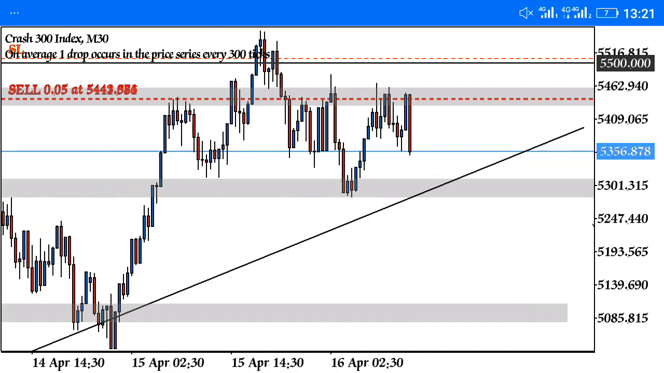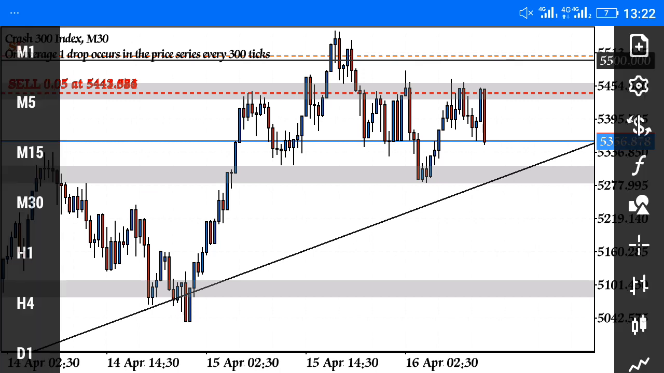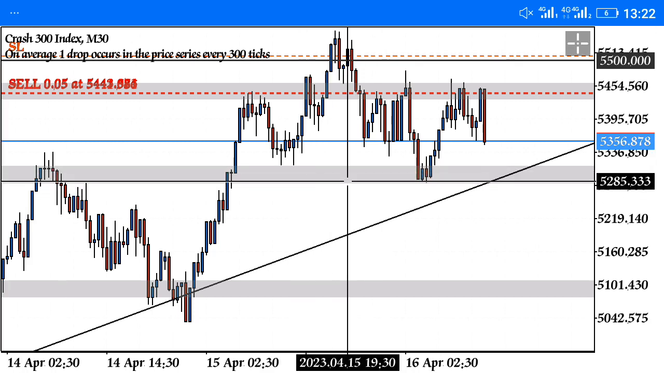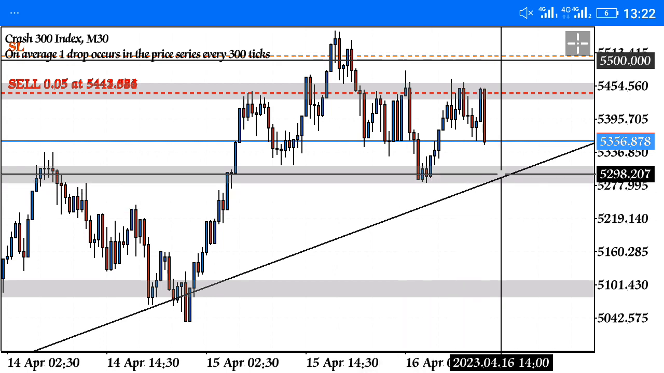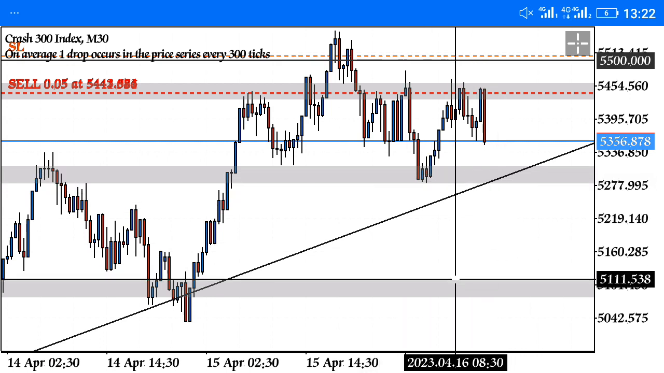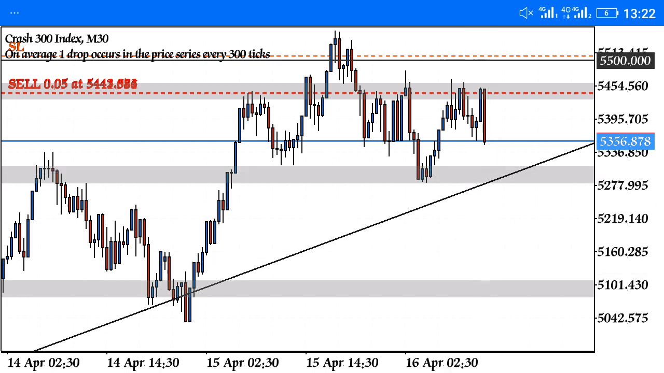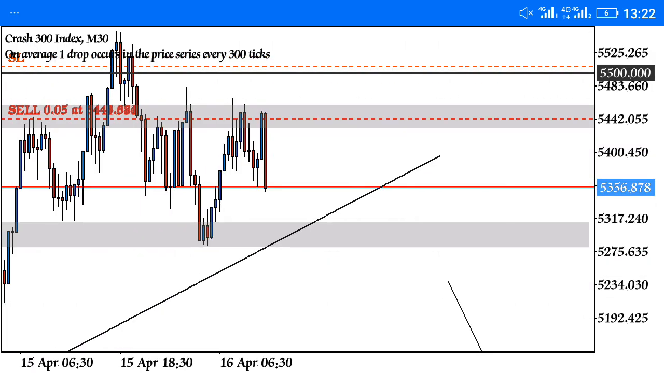Then what do I do? I plot all my levels. These are all my levels where I'll be adding more positions, right? When it gets to this place, breaks, retests, I'll be adding position; breaks, retests, adding position. So these are my levels where I plotted. I don't want to make this video too long. I have other trades, Jump 25 and I think Crash 500 also, at buy limit and sell limit, right?